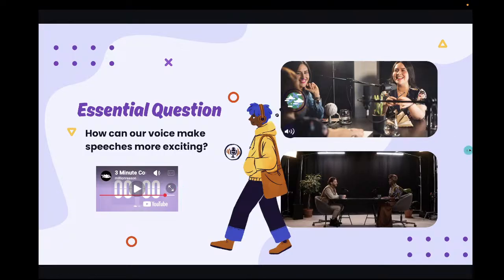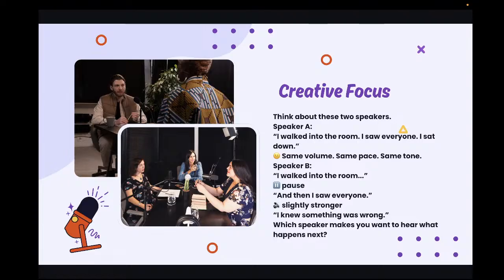Okay, guys, great job with that. Let's keep moving on. Creative focus. Think about these two speakers. Speaker A: I walked into the room, I saw everyone, I sat down. Same voice, same pace, same tone. Speaker B: I walked into the room, and then I saw everyone. Slightly stronger. I knew something was wrong. Which speaker made you want to hear what happens next?